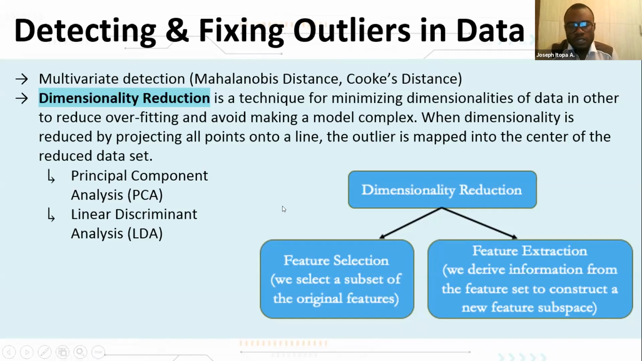So we'll take a look. What does dimensionality reduction do? Basically, it does feature selection: we select a subset of the original features. And feature extraction: we derive information from the feature set to create a new feature. Now, you can call it feature engineering, of course. You're permitted to do that. So we take a look at these terms one after the other.